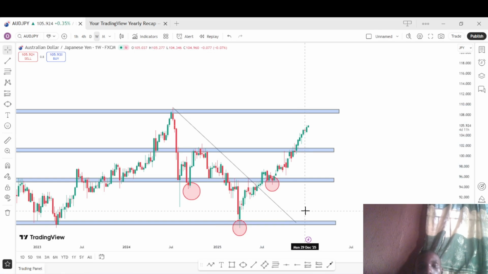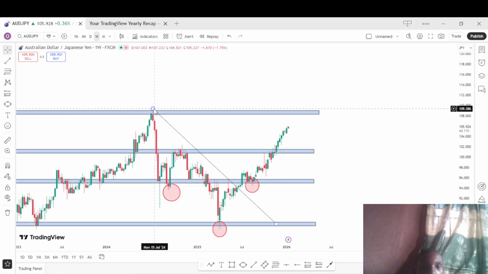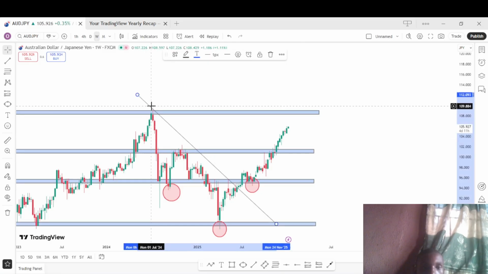So I told you this trend line helps us to know when the trend has changed, and from what you can see here, this is the first touch, this is the second touch, and now the market has broken above this trend line. It has even retested this zone. Since it broke above this trend line, the trend has changed.